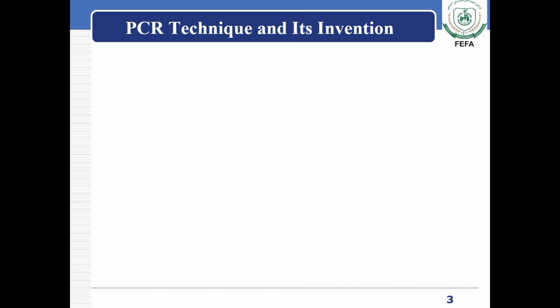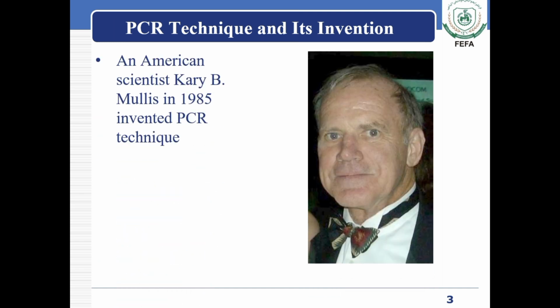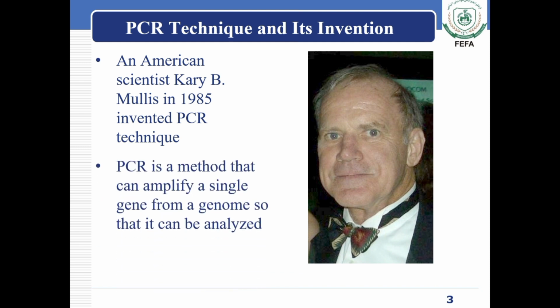uses and applications of polymerase chain reaction. As you know, polymerase chain reaction was discovered by an American scientist, Kary B. Mullis, in 1985. This scientist was awarded the Nobel Prize in 1993. Polymerase chain reaction can be defined as an in vitro process that amplifies or copies a piece of DNA repeatedly until there is an amount which is great enough to observe visually.